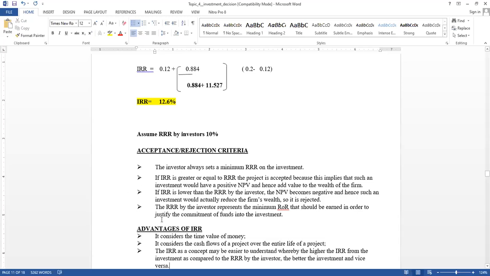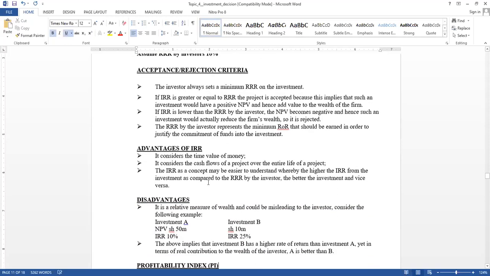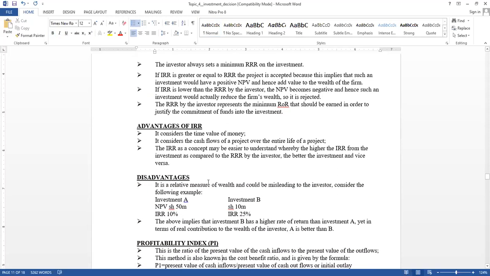And I've noted here that the required rate of return by the investor represents the minimum required rate of return that should be earned if you are to justify the commitment of funds into any given investment.